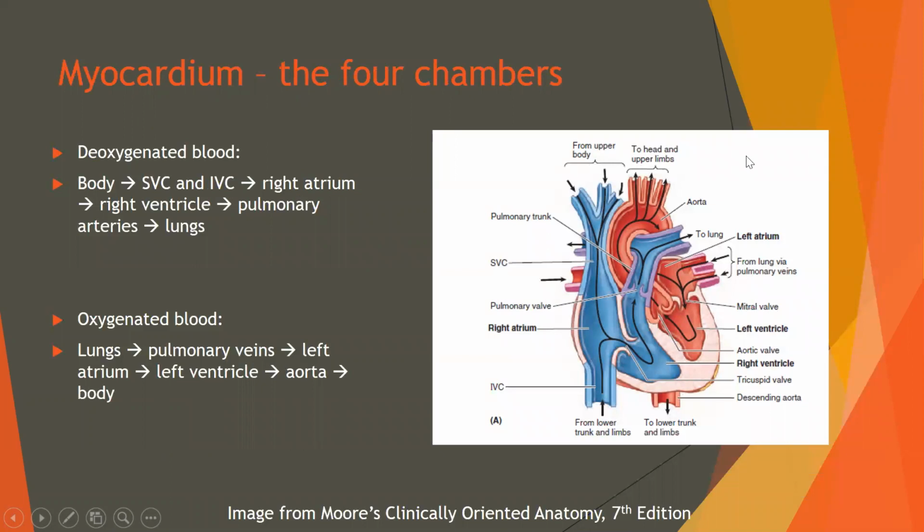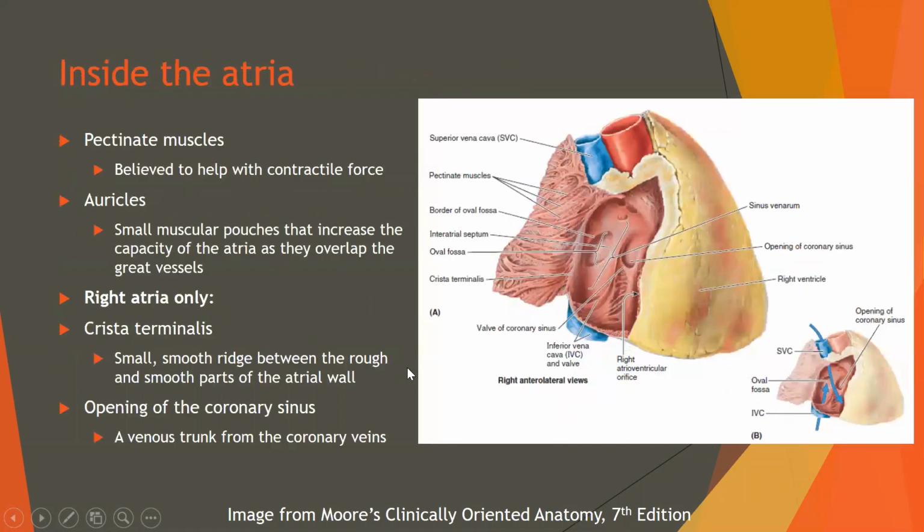Now, myocardium, you've got 4 chambers of your heart. Again, this is another one of those things where if you don't know it by now, I can't help you. So your right atrium and your right ventricle take deoxygenated blood, send it to the lungs. Your left atrium and your left ventricle take oxygenated blood and send it into the systemic circulation.